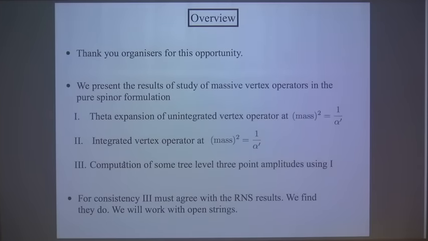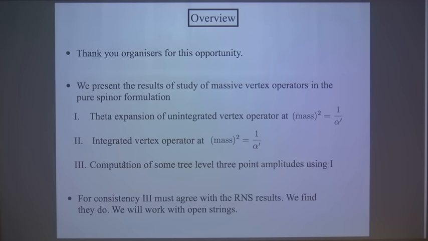Now we shall present our results in three parts. Part one is essentially the theta expansion of the unintegrated vertex operator. Part two is the construction of the integrated vertex operator, both of these at mass squared equal to 1 over alpha prime. Finally, the third part involves computing some tree level amplitudes. And the point is, for consistency, these amplitudes must agree with RNS formulation results. What we find is that they do, and for this talk, we will work with open strings.